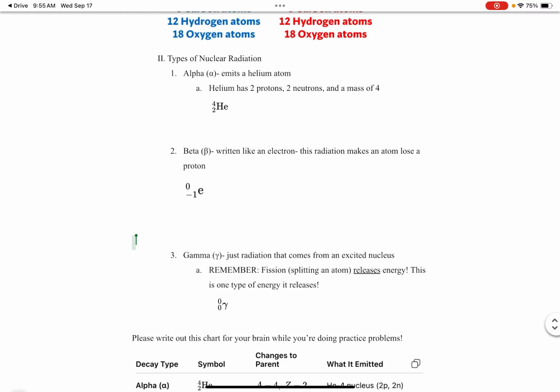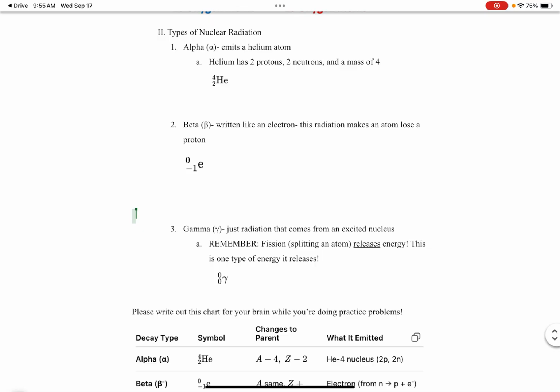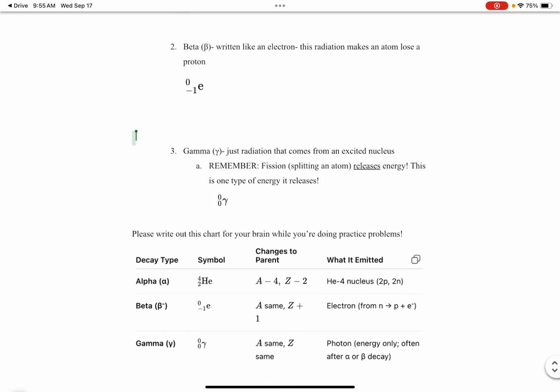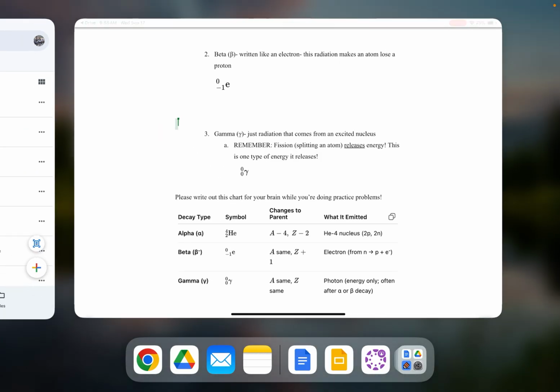All right, we've got our types of nuclear radiation. Make sure you write the examples in isotopic notation. And then last thing, please write out the chart that I have at the bottom of this, the chart that I was just going through with you, because that will be useful in a little bit.